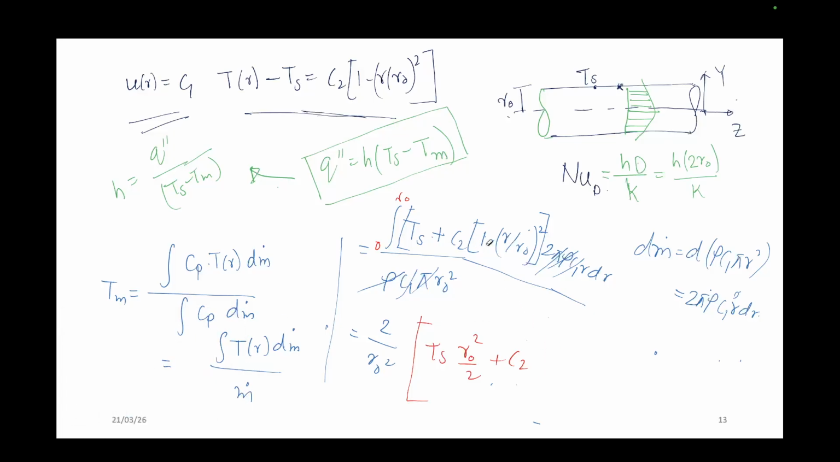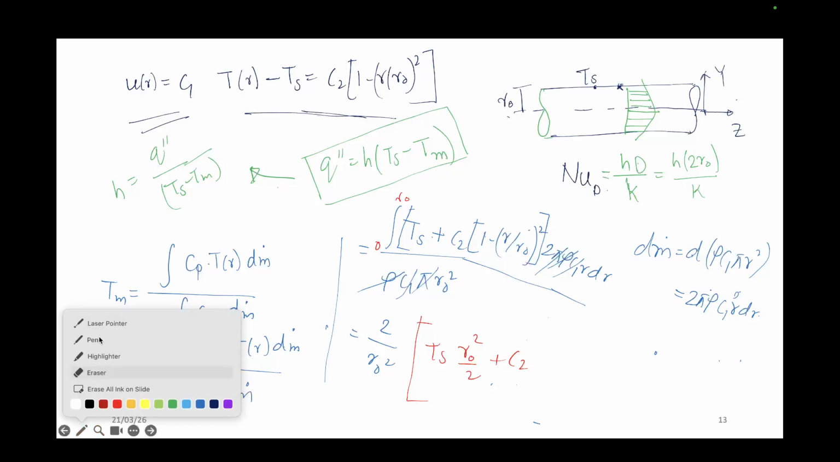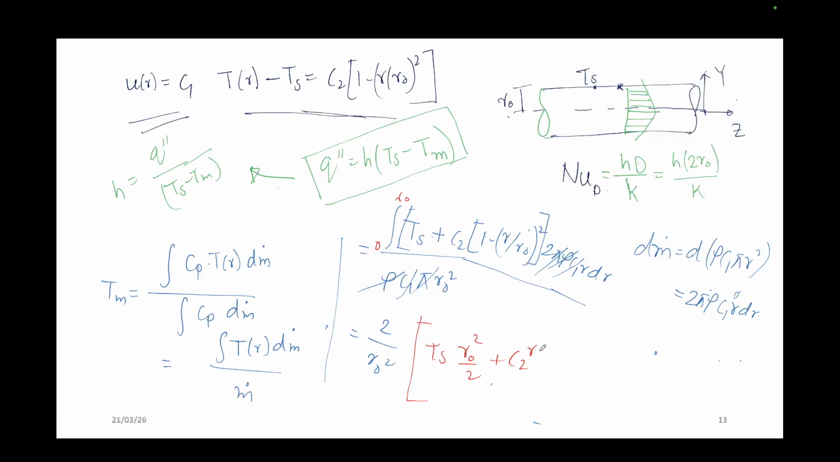Integration of C2 into 1 into R dr. That means similarly in case of C2, the integration should be R naught square by 2. Is it clear? Similarly here, C2 R naught is a constant. C2 by R naught square.